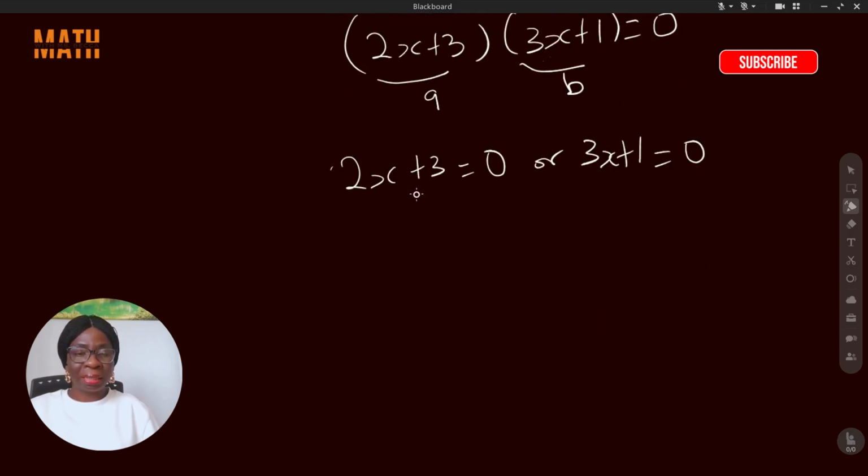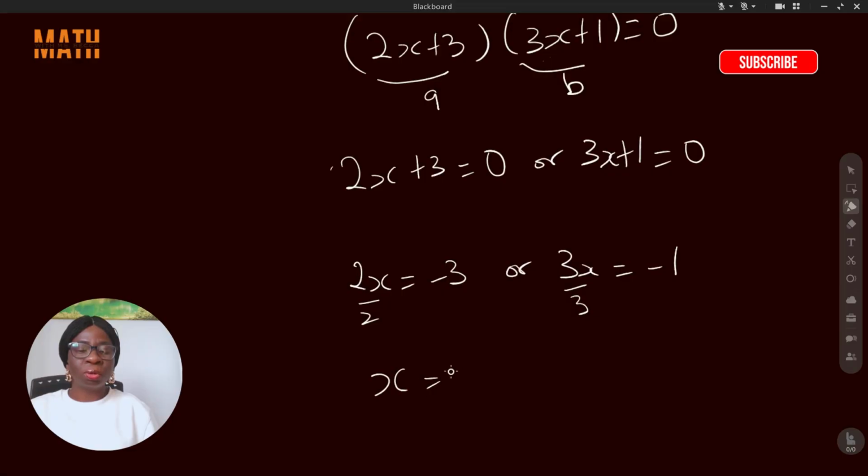Now let's collect the like terms here. Let's take plus 3 to the other side, so that this will become 2x equals -3, or 3x equals -1. Let's divide both sides by 2 here, and then we divide both sides by 3 here. Here we have x equal to -3 over 2, or x is equal to -1 over 3.